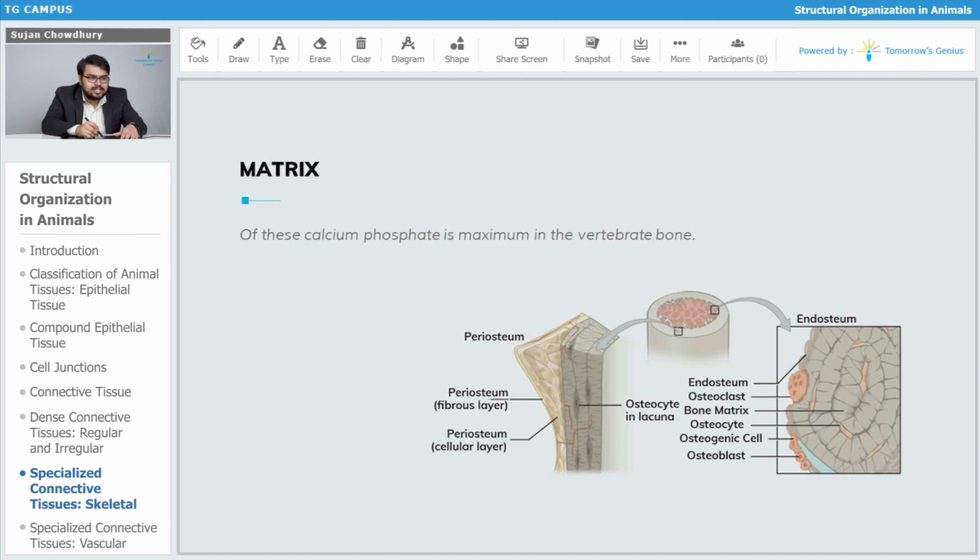Of these, calcium phosphate is maximum in the vertebrate bone. So calcium phosphate is the most important salt of vertebrate bone, as it is present in the largest quantity.